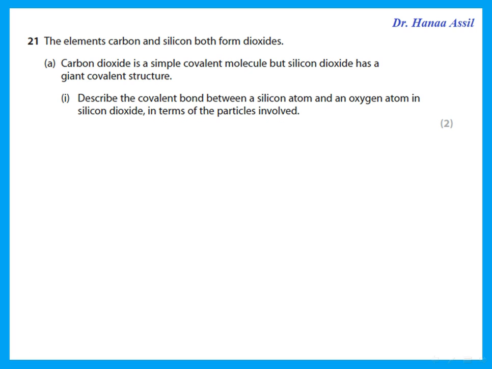Elements carbon and silicon both form dioxide. Carbon dioxide is a simple covalent molecule. Silicon dioxide has a giant covalent structure. Describe the covalent bond between a silicon atom and an oxygen atom in silicon dioxide. Remember, we know that silicon dioxide is covalent. It is giant. We have a covalent bond between the silicon and the oxygen.